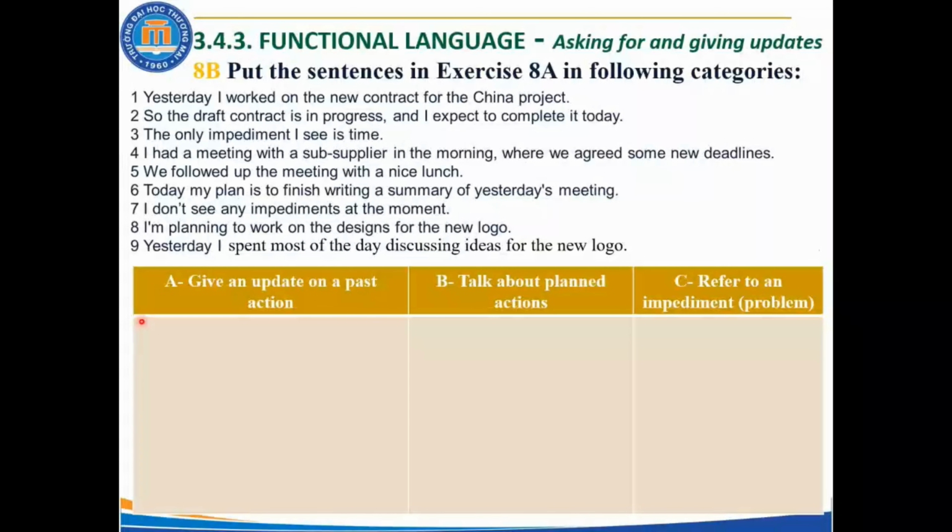Now let's work together with sentence 1. Yesterday, I worked on the new contract for the China project. So this sentence we put in category A or B or C, right? So we should put that in category A, right? Give an update on the past action. Now please spend some time continuing with sentences from number 2 to number 9.